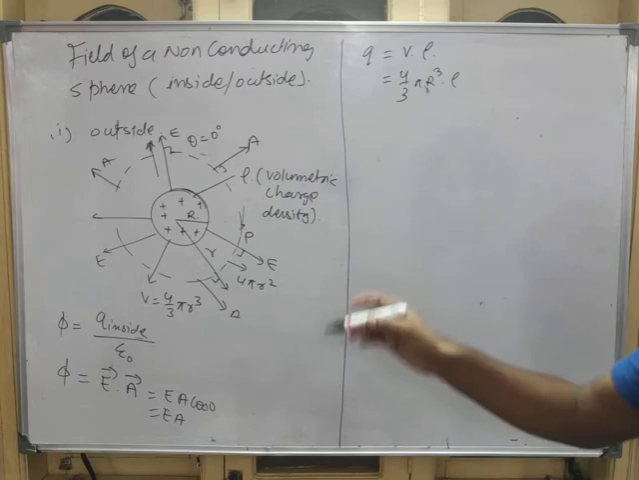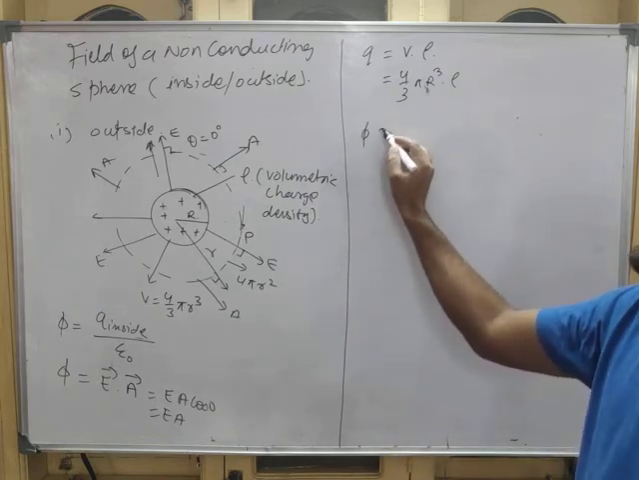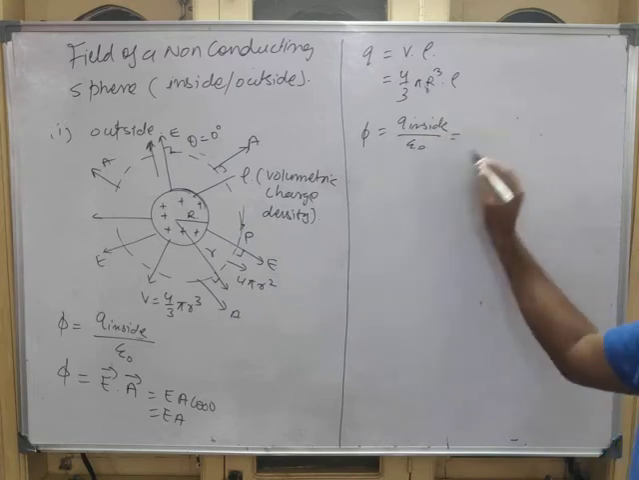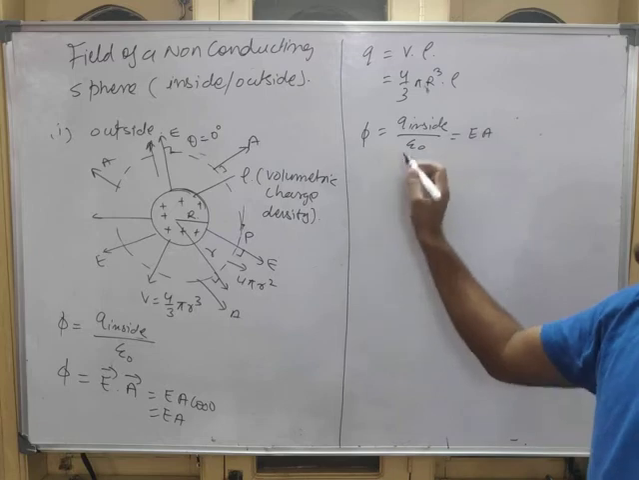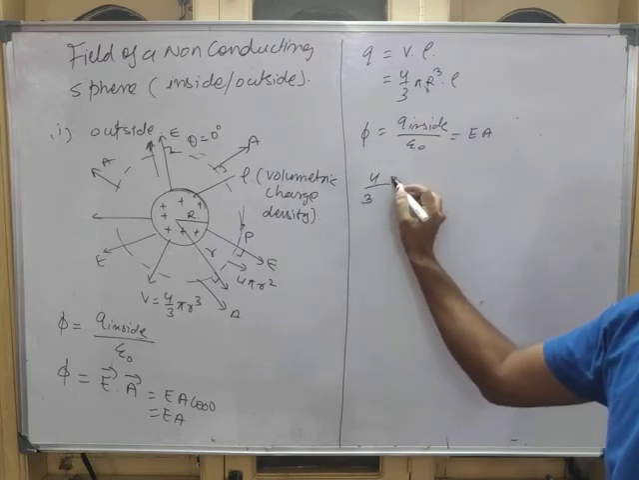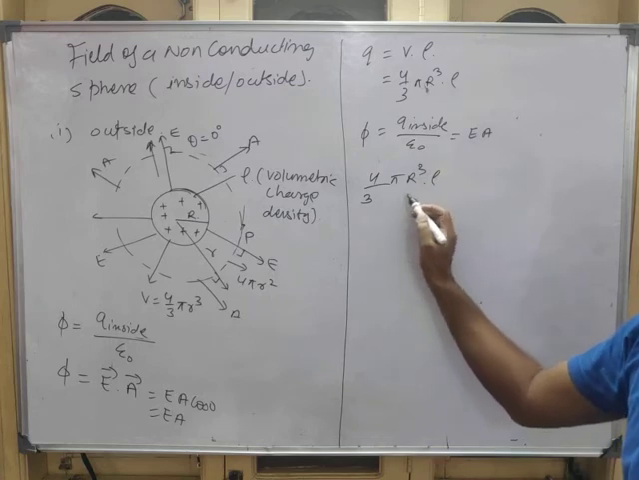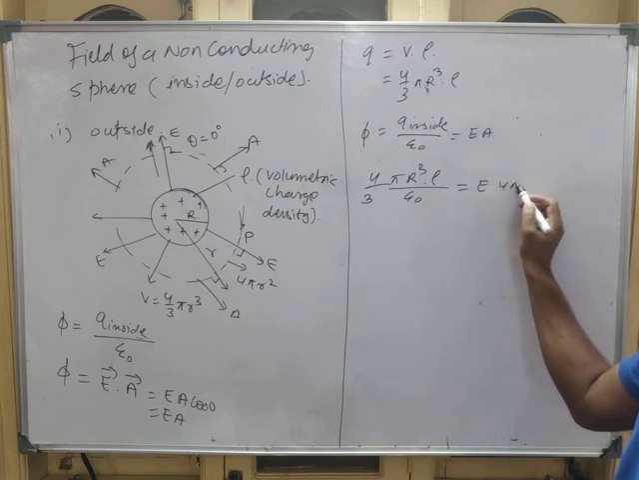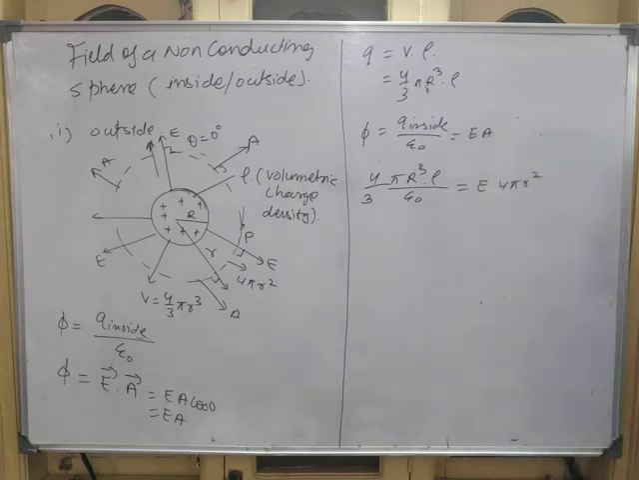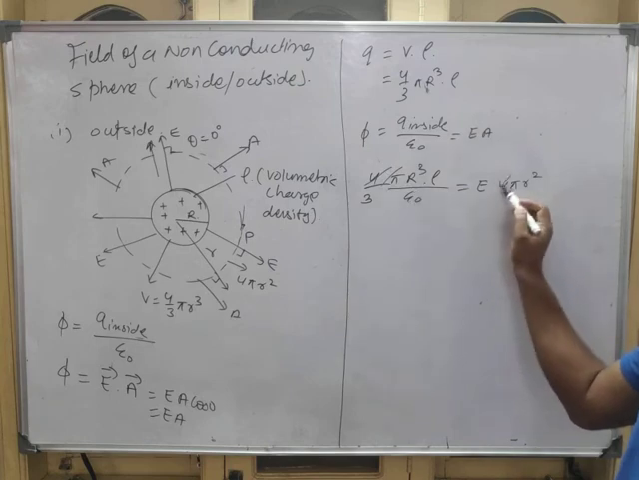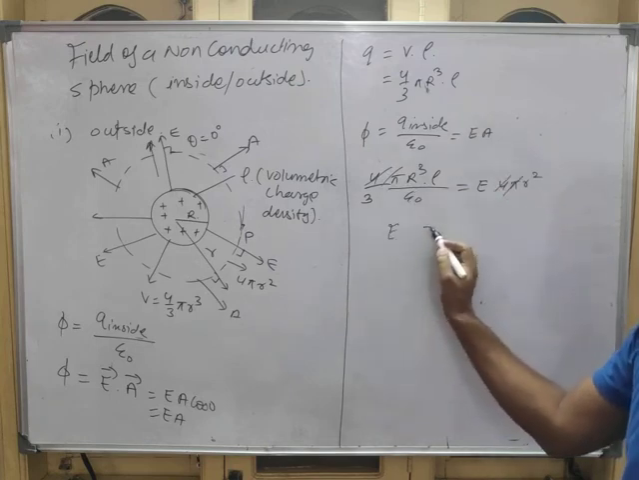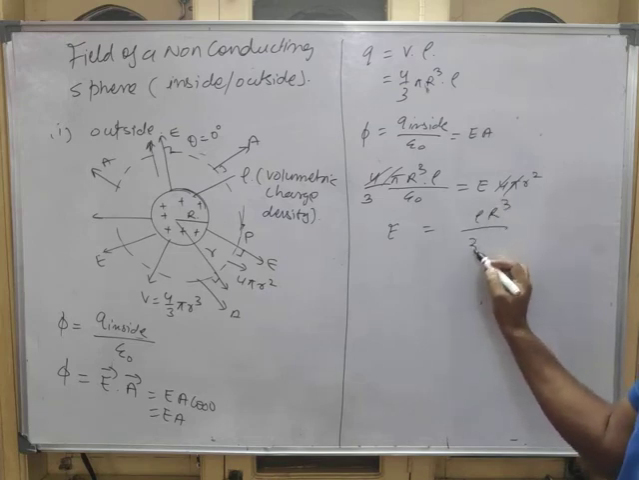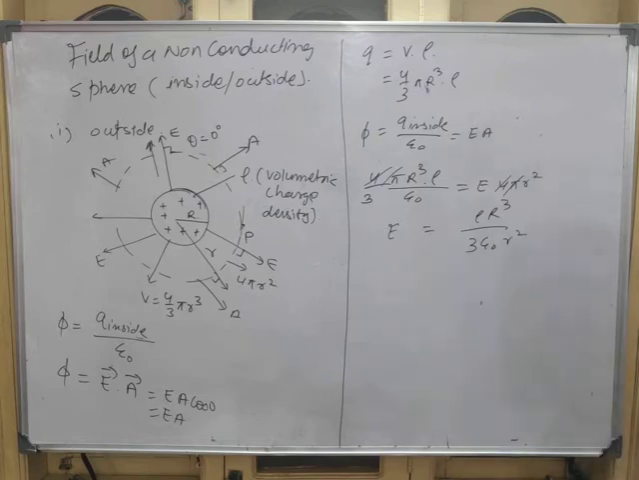Okay, so now put in the formula. We can say phi is equal to Q inside by epsilon, which is equal to EA. Keep the value: 4 by 3 pi R cube into rho by epsilon naught is equal to E, and A is 4 pi r square. We can cancel the 4 pi and 4 pi. So what will we have now? E is equal to rho R cube by 3 epsilon naught into r square.